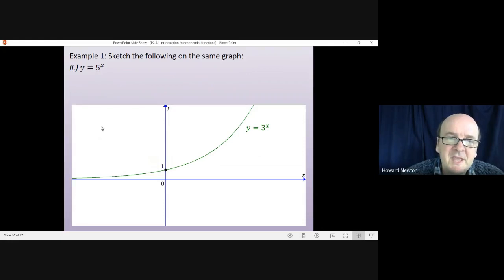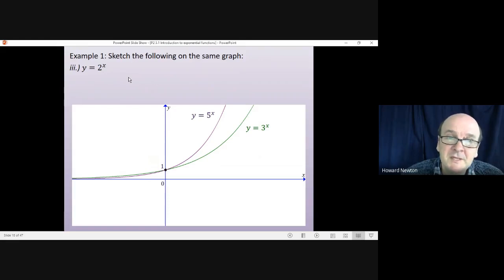y equals 5 to the x will have the same general shape, but it'll get bigger quicker because you've got a bigger number here. And because we're doing 1 divided by it, it'll also get smaller quicker as we head towards minus infinity. So y equals 5 to the x will look something like that, where it gets bigger quicker, but notice it does also get smaller quicker on the other side of the origin.